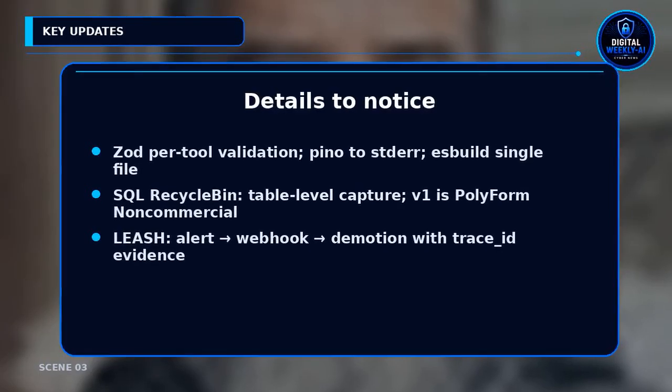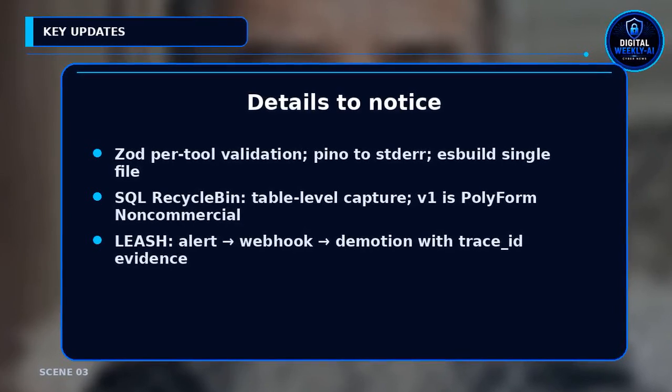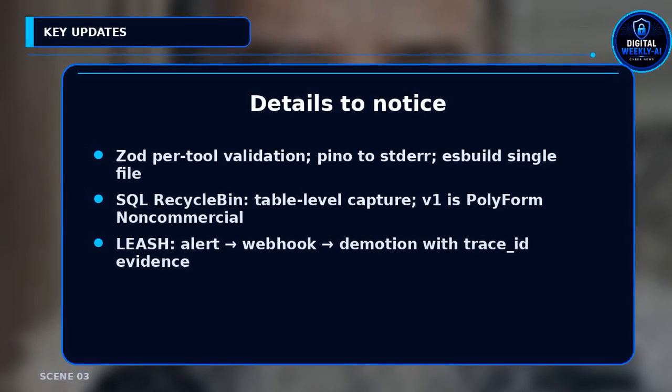MCP server template gives teams a scaffold with Zod validation per tool. Pino logs to stderr, and an esbuild single-file bundle avoids shipping node_modules. It includes Vitest tests and a GitHub Actions workflow to publish to NPM and the MCP registry. SQL RecycleBin captures delete and update per table, so you can query and undo instead of restoring backups. V1 is source available, and commercial licensing is planned for production.